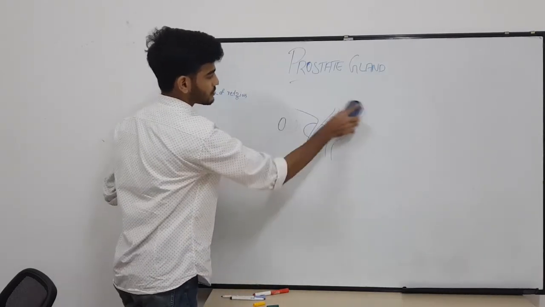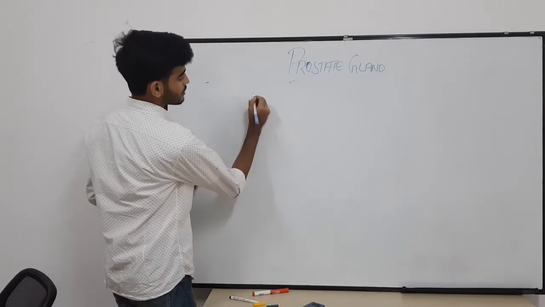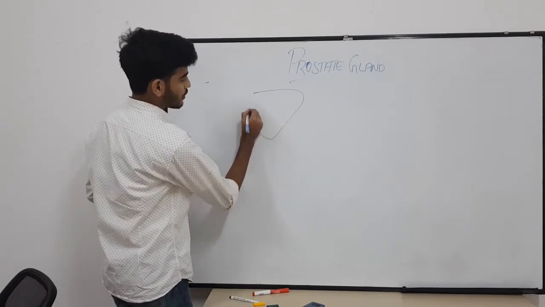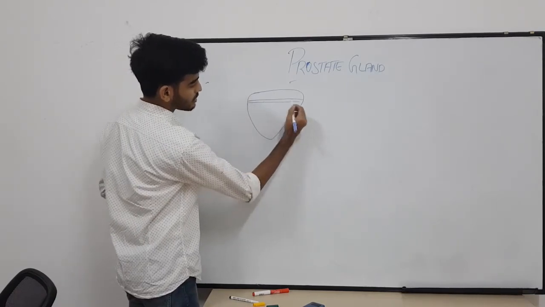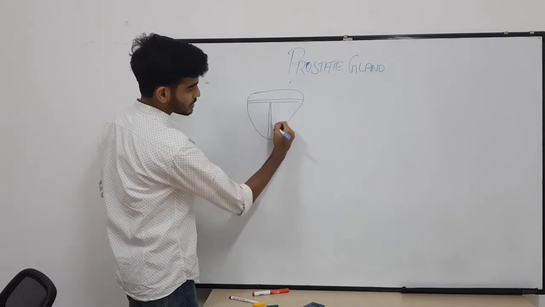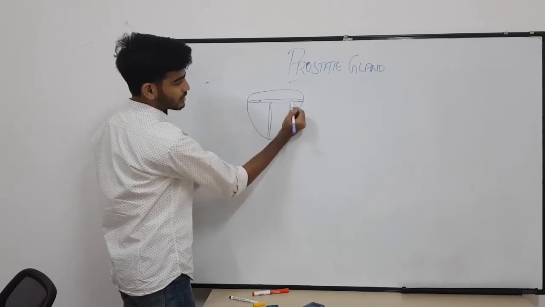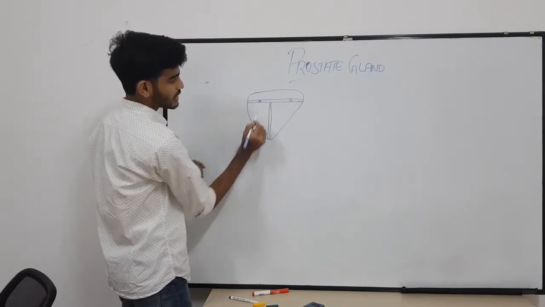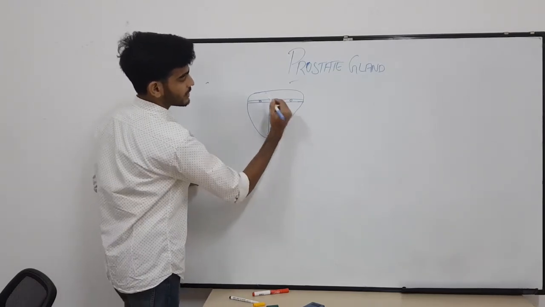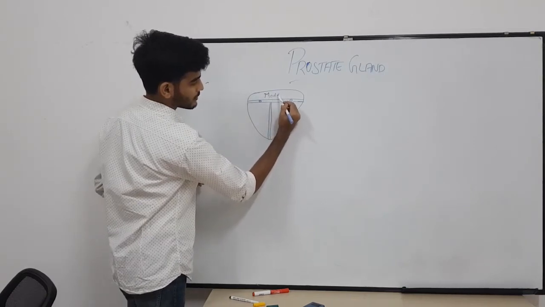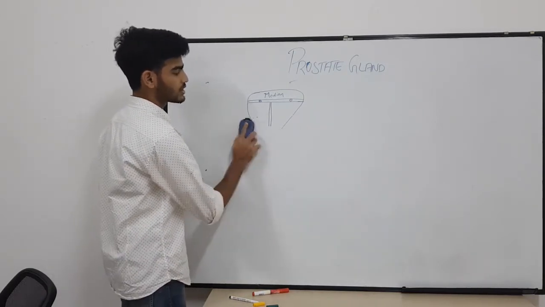So next, we will see the posterior surface of the prostate gland. So this is the posterior surface of the prostate gland, and posteriorly they have a transverse sulcus and a median posterior sulcus, or a vertical sulcus. And to this transverse sulcus, the ejaculatory ducts are opening. So this is the transverse sulcus, and this is the vertical sulcus, and this is the median lobe, and these are 2 lateral lobes. So that's all about the posterior surface.